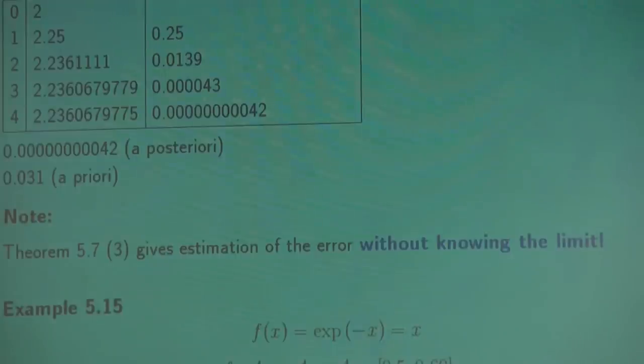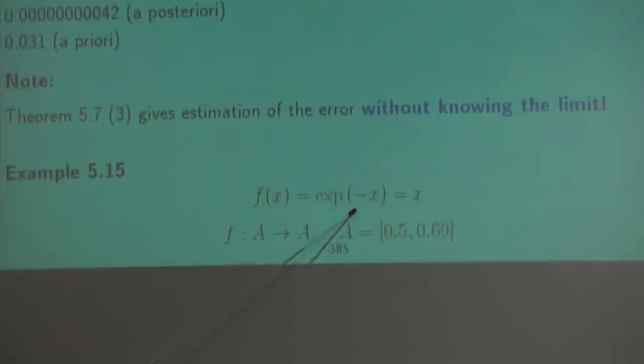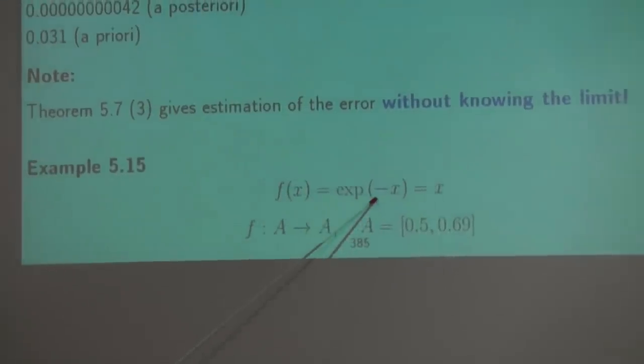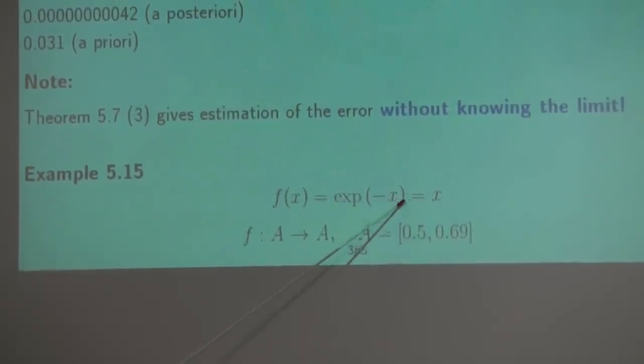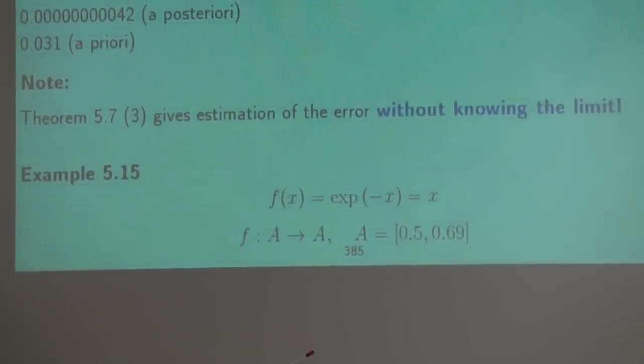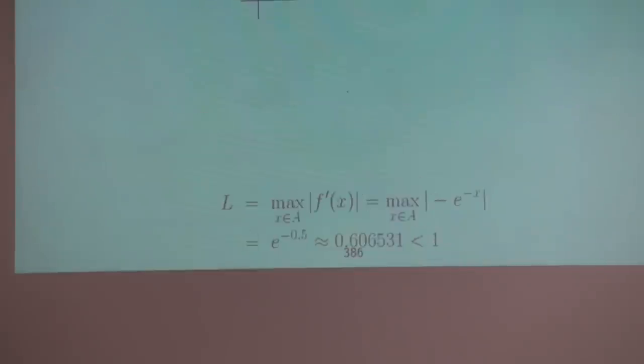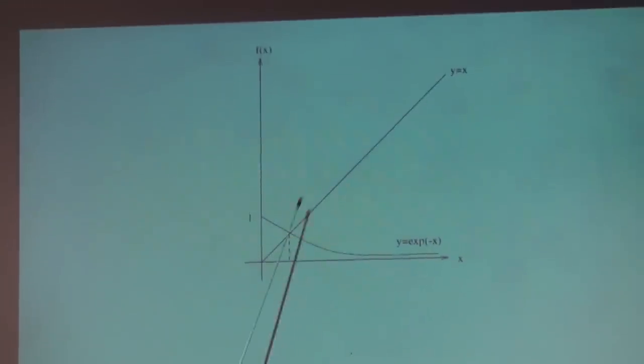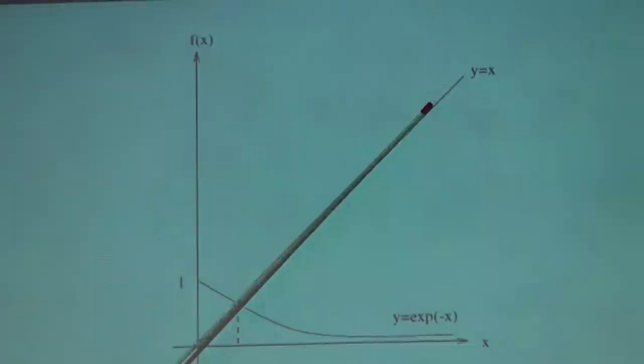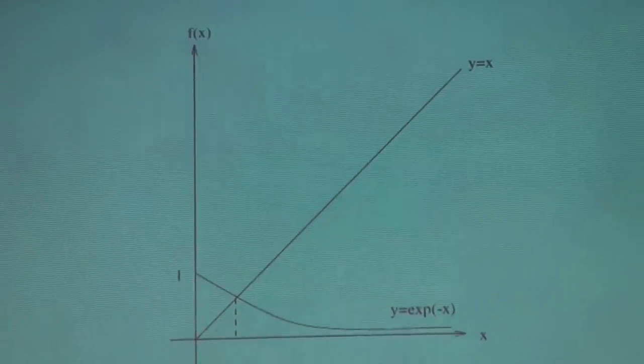Okay, now let's look at a different example. We now take the exponential function of minus x and look at the fixed point equation. The picture looks like that. This is our negative exponential, and this is our straight line, and here we have a fixed point.